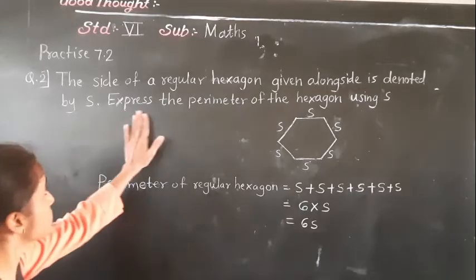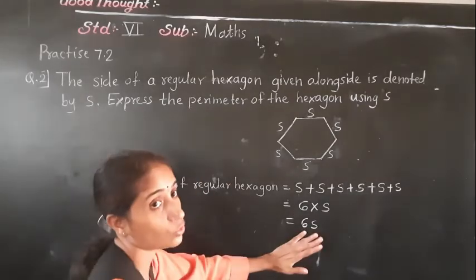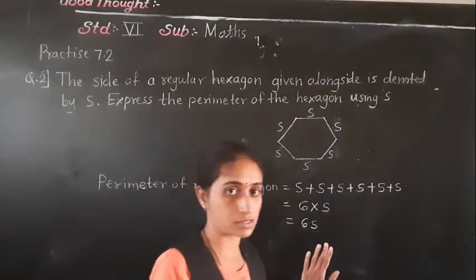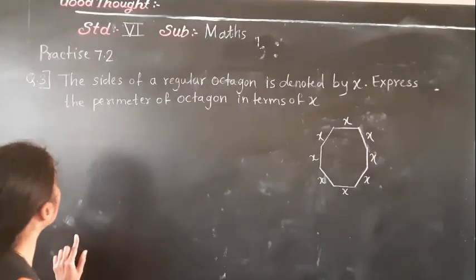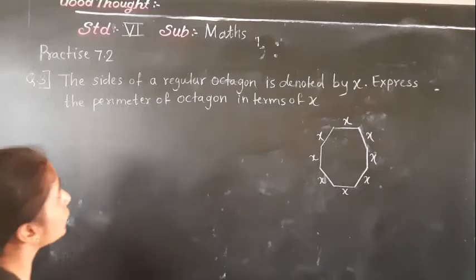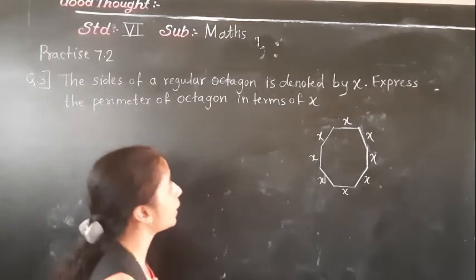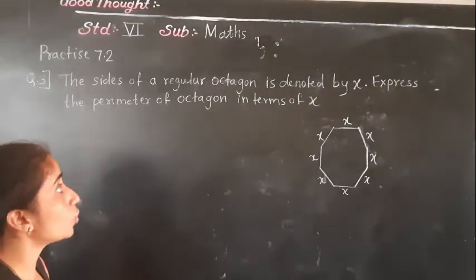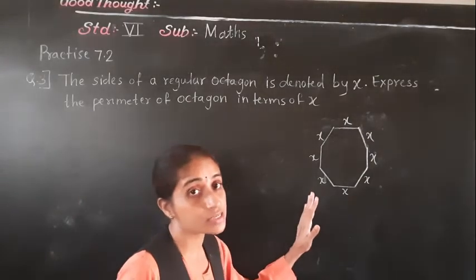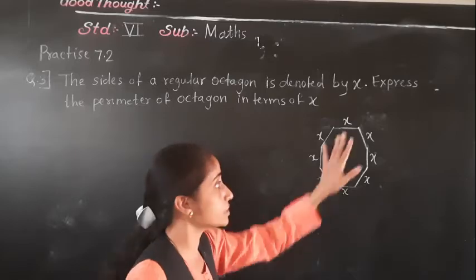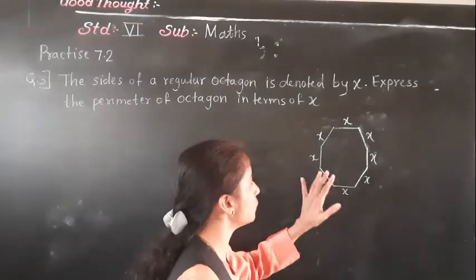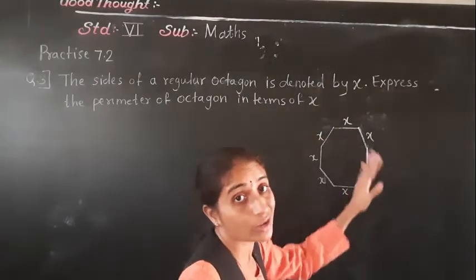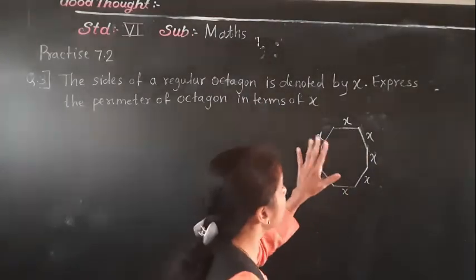What do we have to write? Express the perimeter means we have to generate the rule for the perimeter of the hexagon: 6S. So question number 3. The side of a regular octagon is denoted by X. An octagon has how many sides? 8 sides: 1, 2, 3, 4, 5, 6, 7, 8. And regular octagon means all its sides are equal.